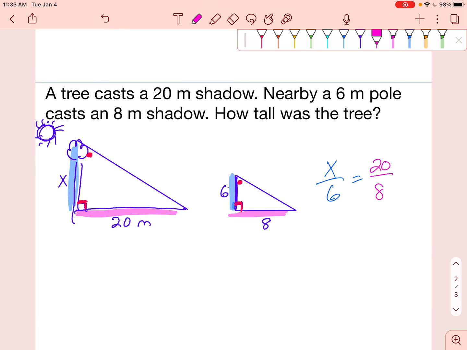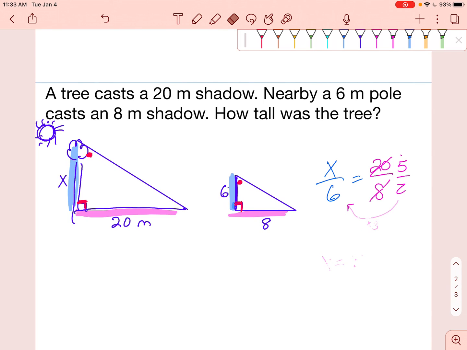Then if you want, you can cross multiply. I personally would reduce first. Why would I leave this as 20 over 8? I always just keep dividing, like I would divide this by 4. So this would be 5 over 2. And then I can easily see that to get from 2 to 6, you multiply by 3. So I would multiply by 3, x is 15.